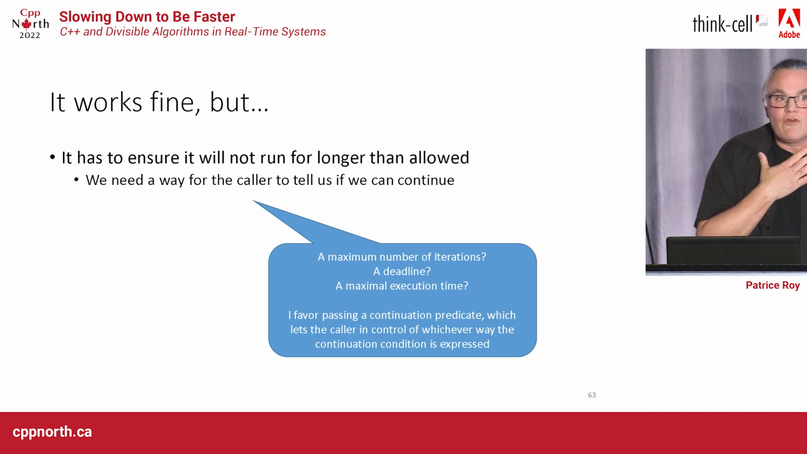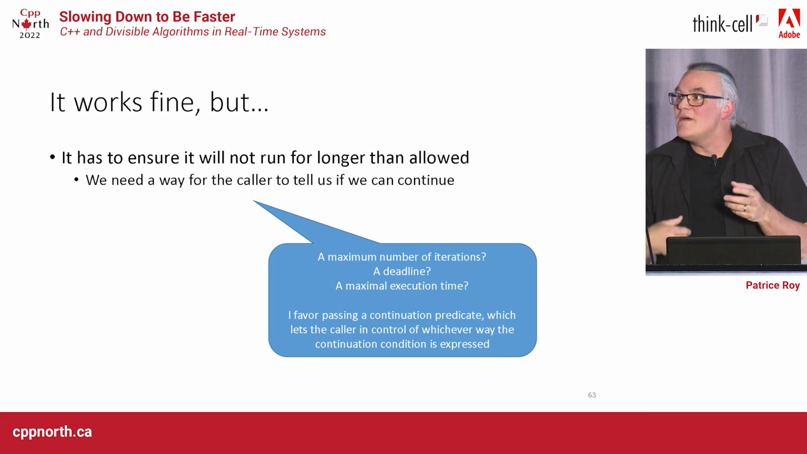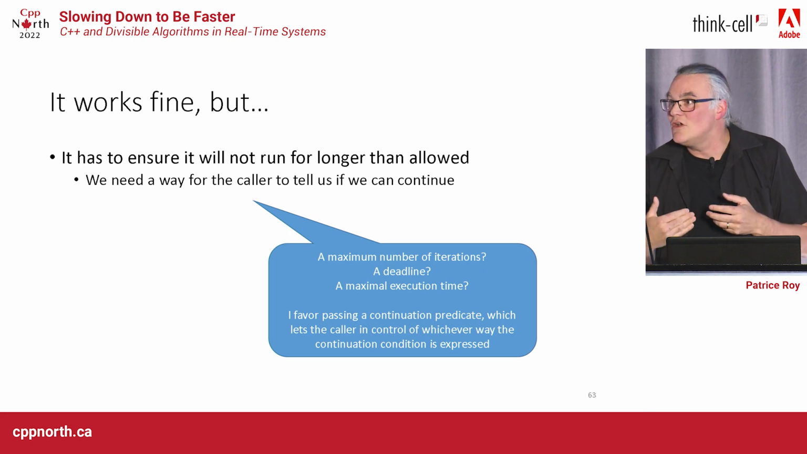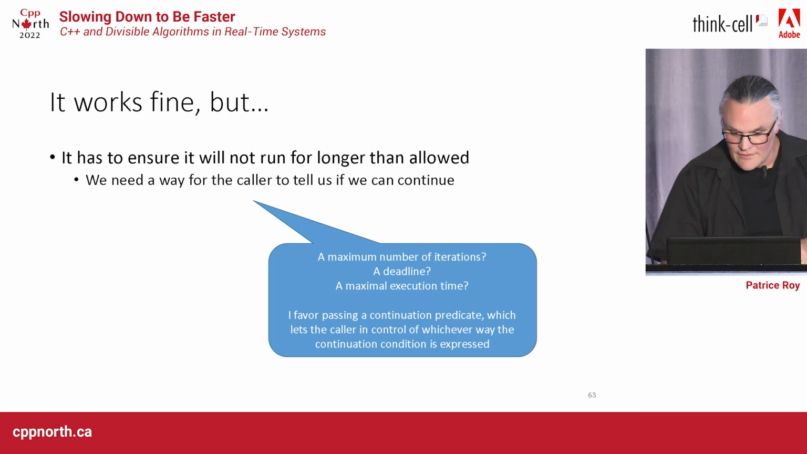What I personally prefer, that's what I'm going to use, is a continuation predicate. I'm going to pass a function that the algorithm will call and will tell it if it can continue or not. This way, the caller can decide the strategy that suits it best. And you're not as dependent on the way the algorithm is built, presuming that the algorithm calls a predicate from time to time. But if it doesn't, just don't call it. There.